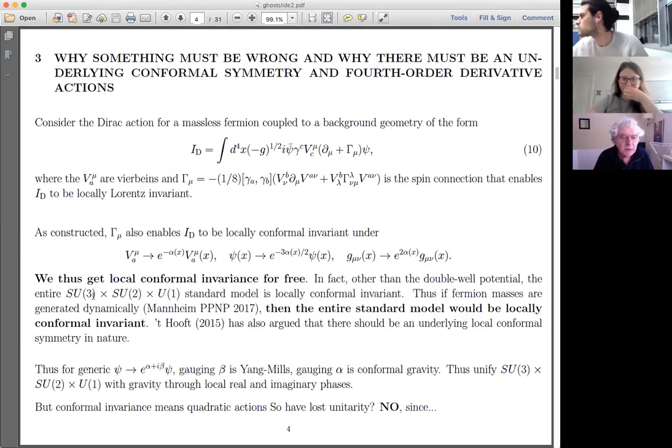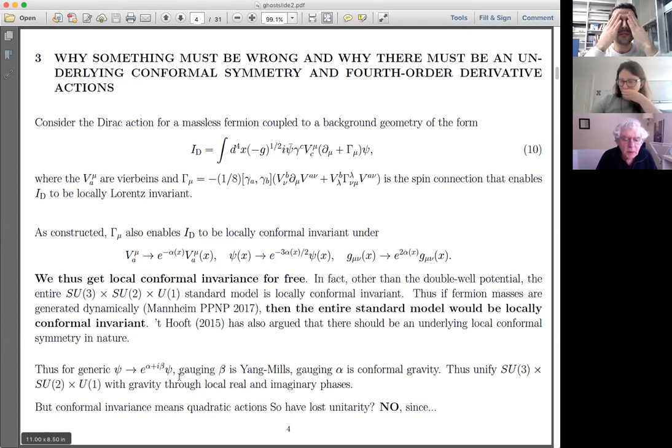Moreover, if you go back to the standard 3x2x1 model, at the level of the Lagrangian, the entire theory is locally conformal invariant, except for the double well potential of the Higgs field. So if fermion masses could be generated dynamically, I wrote a review on this subject recently. Some of the works I've described are by participants in this conference. Then if that were the case, if masses were dynamical, the entire standard model would be locally conformal invariant. From a slightly different viewpoint, 't Hooft has also argued that there should be an underlying local conformal symmetry in nature. So what do I do with it?